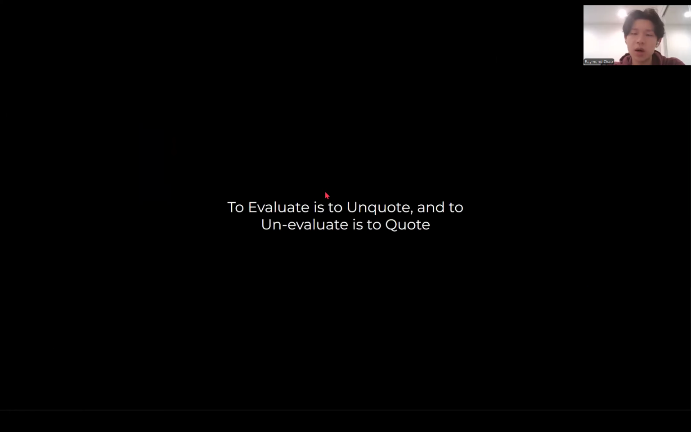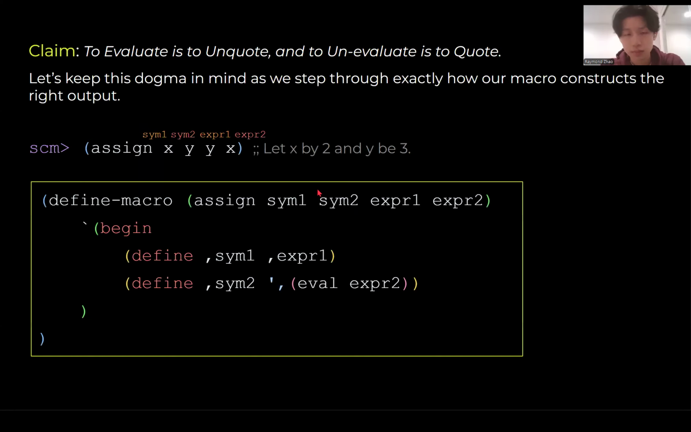Let's understand why this solution works. So I'm going to make a central claim throughout this part. This is a very important idea, and that is to evaluate something is to unquote something, and to unevaluate something is to quote something. So let's keep this dogma in mind. So this is a solution. Let's see why it works.